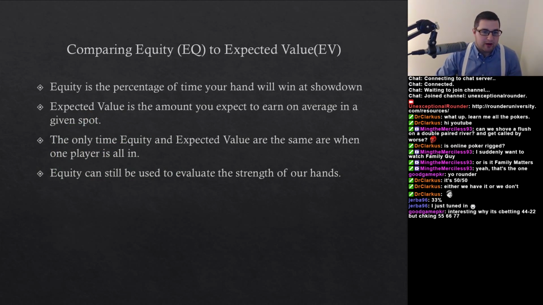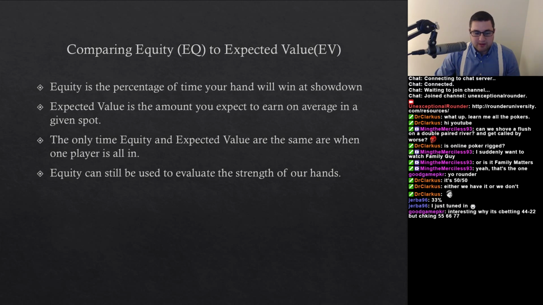Okay, so comparing equity to expected value. I expect that most of you already understand this distinction, but it's important to understand that they are different. Equity is, as we talked about, the percentage of time that your hand will win at showdown. This assumes that all cards are dealt and it goes to the river. Expected value is the amount you expect to earn on average in a given spot.